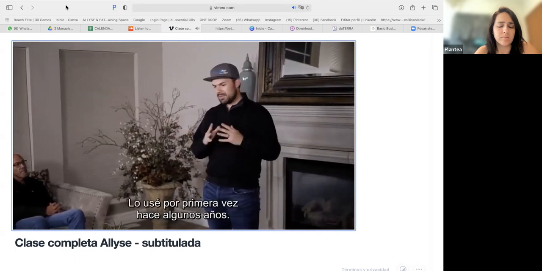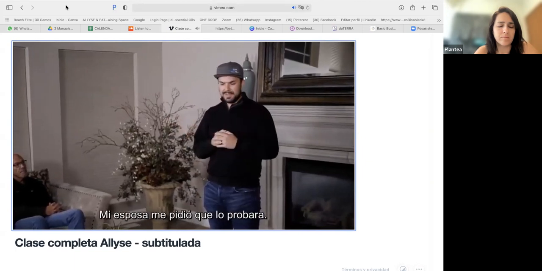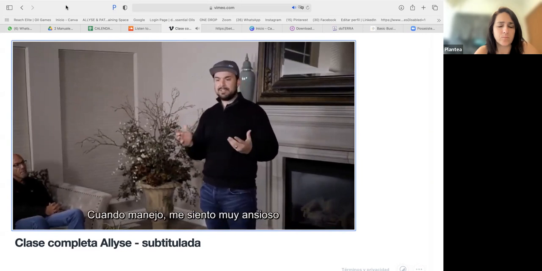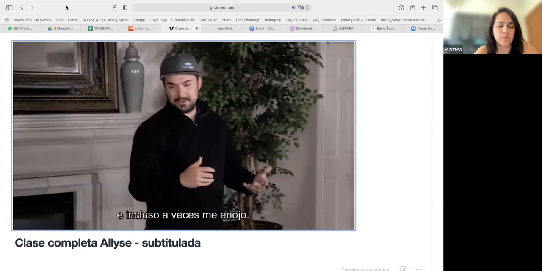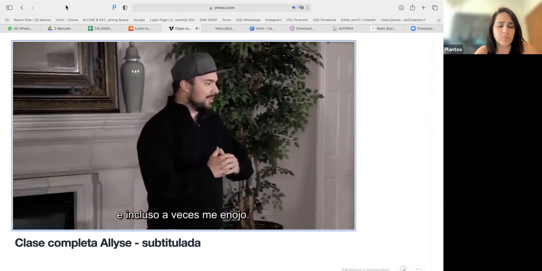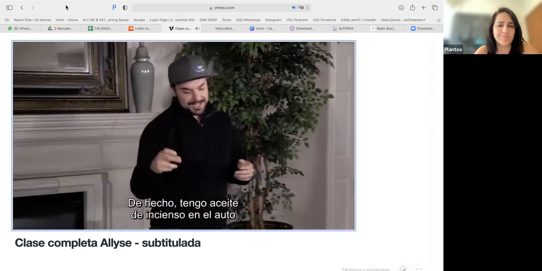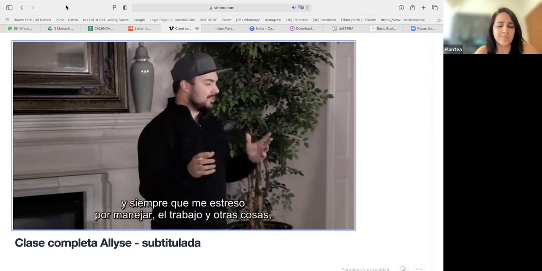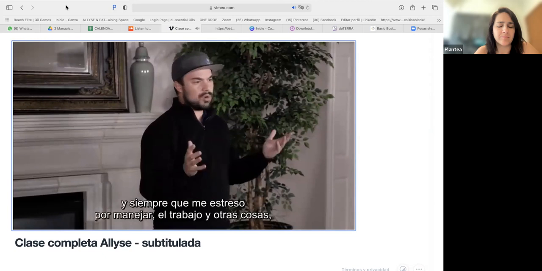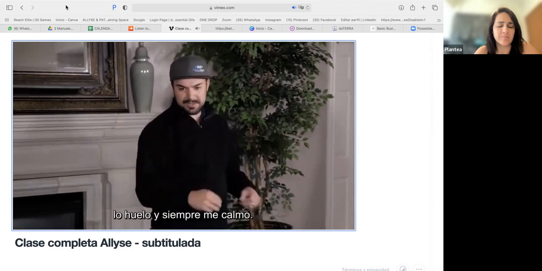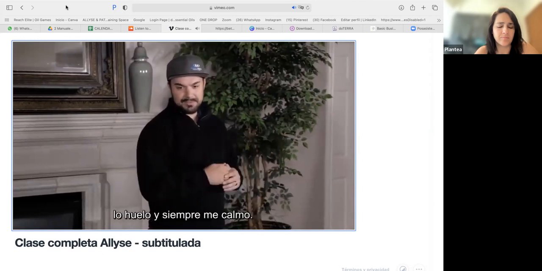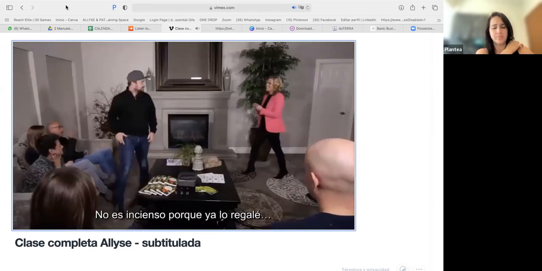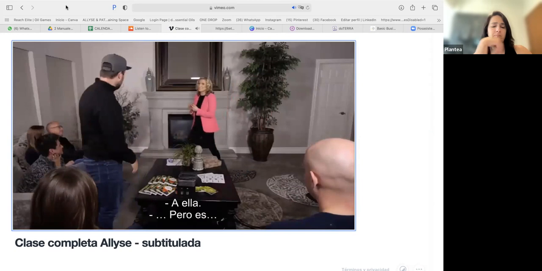So my favorite oil is actually frankincense that we were just talking about. I used it for the first time about a couple of years ago. My wife asked me to give it a try. I have this thing where when I'm driving, I get really anxious and angry sometimes, so I actually have the frankincense oil in my car. Every time I'm getting a little stressed, not just driving but at work and things like that, I smell the frankincense and I always feel calm afterwards.